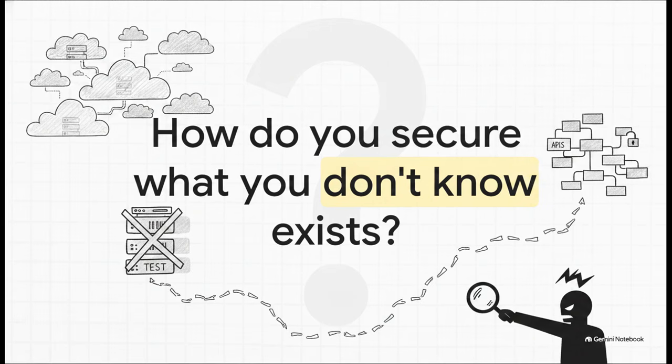You see, when a company spins up new cloud infrastructure, or say they acquire another business entirely, their digital footprint sprawls outward. And if the internal security team doesn't have a map of that sprawl, well, malicious attackers are going to happily draw one for them.